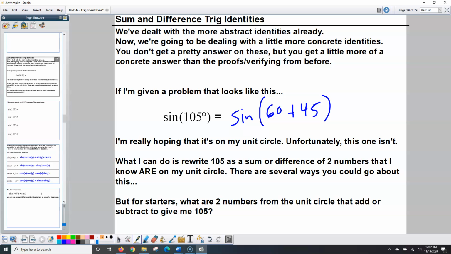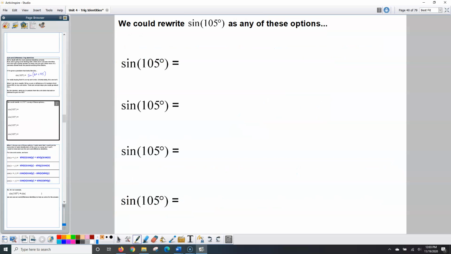I know what the sine of 60, I know what the cosine of 60, sine, cosine of 45. I know what all that is. So we're going to use that here in a second. Just as a little practice, what are some other things that we could use for 105? Maybe I said 60 and 45 and you had something else in mind. On this next slide, I've got ways for you to practice. You may want to push pause, rewrite some ways where you can add or subtract to give you 105.